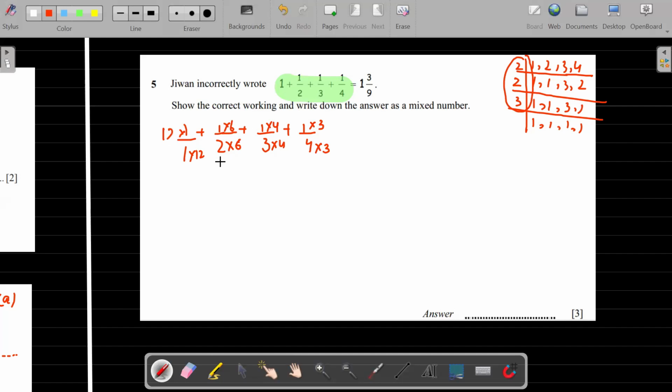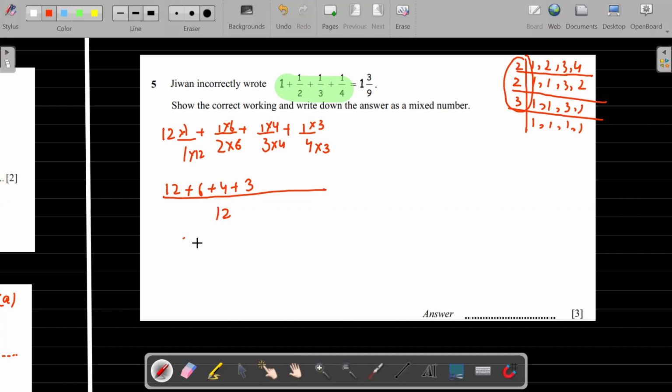So I will write it over here. Now my denominator is all same, so I will put this in one denominator, which is 12. And let's add up the numerator. It is 12 plus 6 plus 4 plus 3. Add them up. It's going to be 10 plus 6 plus 4 plus 3, which is 25.